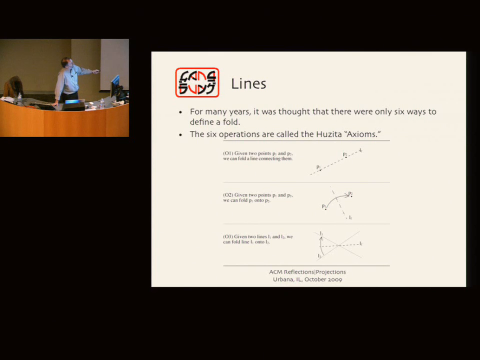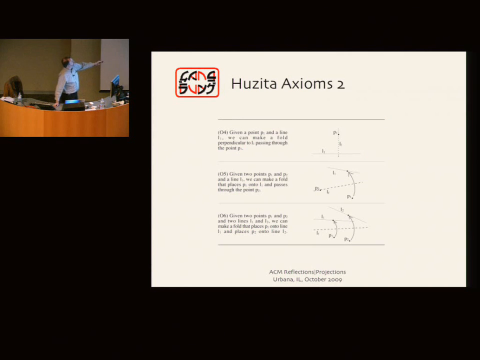But with folding, I could also fold 1 point to the other, and that defines a line that runs between them. Or if I have 2 lines, I can fold 1 line onto the other, and that gives a bisector. And 3 other combinations, points and lines, where the fold goes through a point, and finally 2 different points onto 2 different lines defines a line in a specific way. And for many years, people thought those were all the axioms there were.